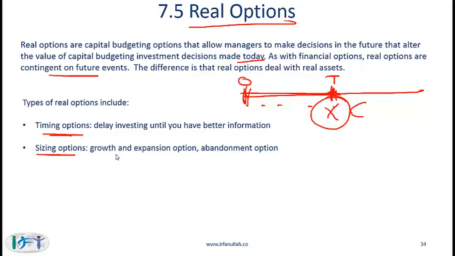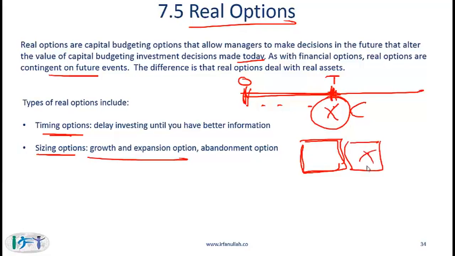Another is a sizing option. There are different types of sizing options. Growth and expansion option. So let's say you build a factory. When you build the factory, you don't know what the eventual demand will be like. So if you believe that it is possible that the demand will be very high, so high that your current factory will not be able to fulfill this demand, so you spend some money and buy the land right next to it, but don't build on it. The purchase of this land is like buying an option, where if the demand takes off, then you can exercise the option, and exercising the option would be building a factory on this adjacent land. So this is a growth and expansion option.